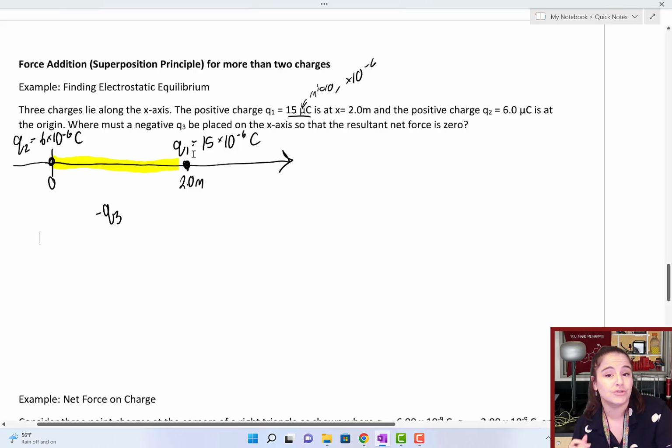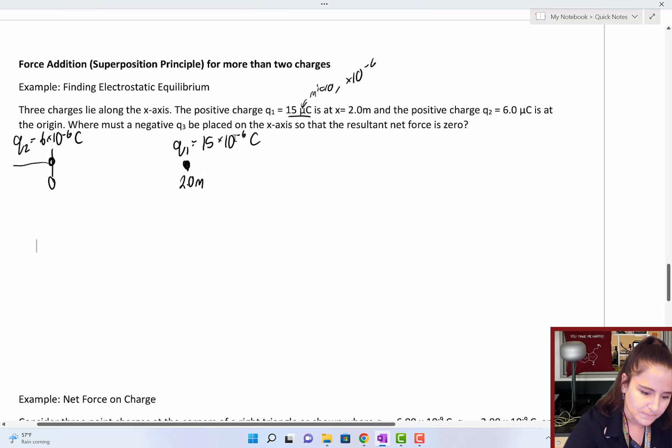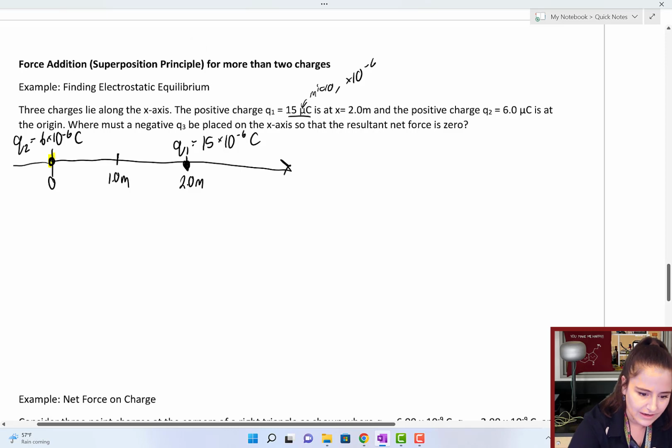But we can do even better than that. Since Q1 is stronger, it's going to attract it more strongly. If Q3 was closer to this charge, it would feel a stronger attraction to this one and a weaker one to the other, due to both its charge and its distance. So Q3 actually needs to be closer to the smaller charge, so that it can receive an equal force from that one as it does from the larger charge. Let's narrow that down. Draw that line back in. We'll put 1.0 meters here as that middle mark, and we know that it must be closer to Q2.